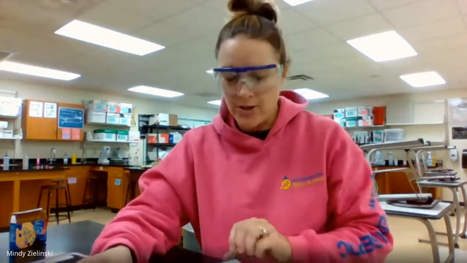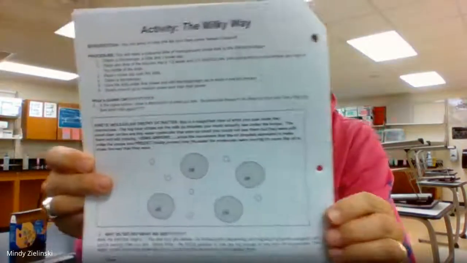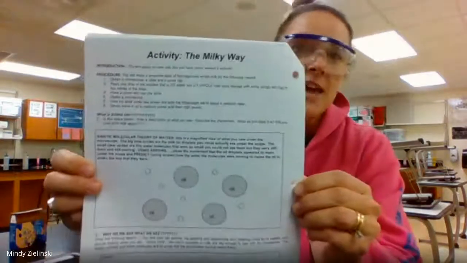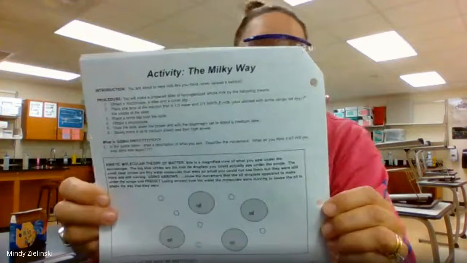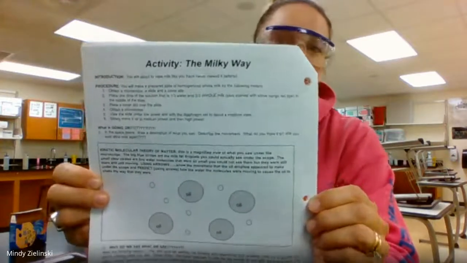So what I would like for you to do is find page 6 in this packet. So this is what page 6 looks like. It's labeled Activity, the Milky Way. And not because we're going to go on a trip out into the universe, but we're going to look at milk in a way that you have never looked at it before.